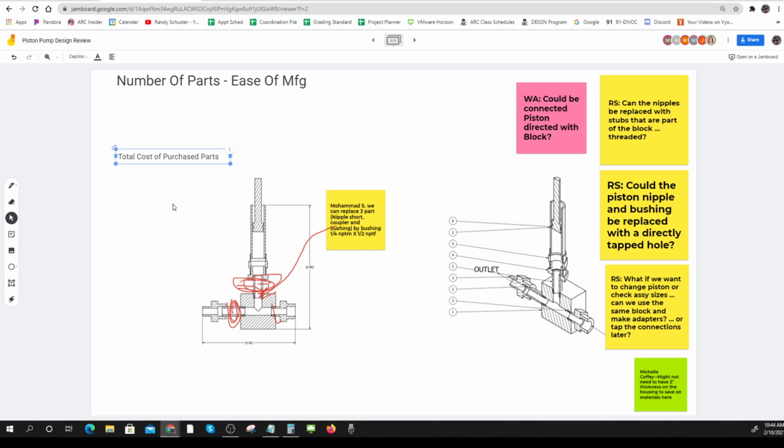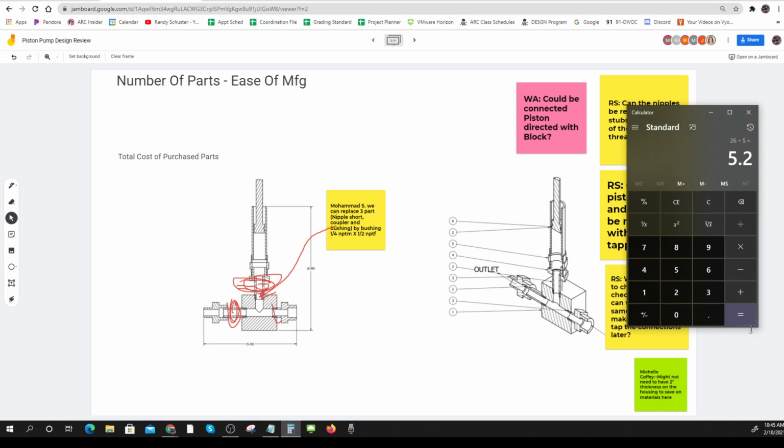What's the total cost of the purchased parts for this thing? Anybody got that for me? A check, a nipple, a bushing, a coupler, and a pipe nipple. And we won't worry about the O-ring right now. Anybody got that cost? Somebody's got to have it added up. Let's just do a quick estimate while you guys are working, while somebody is getting it for me.